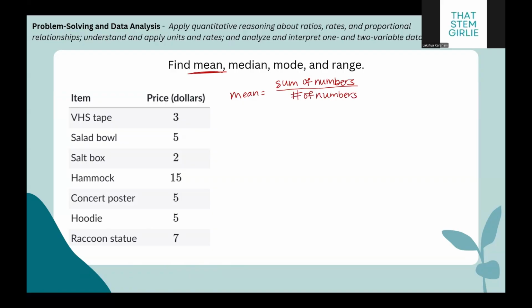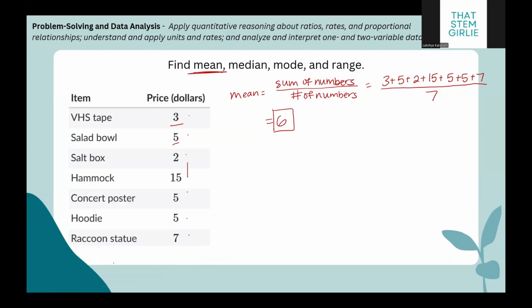So in this case, we're going to do 3 plus 5 plus 2 plus 15 plus 5 plus 5 plus 7. And then how many numbers is this? 1, 2, 3, 4, 5, 6, 7. So this, I would literally plug this into the calculator as it is, and that will get you 6. So the mean is 6.